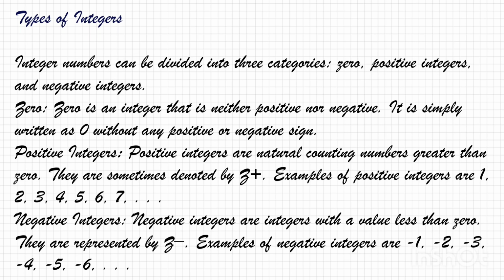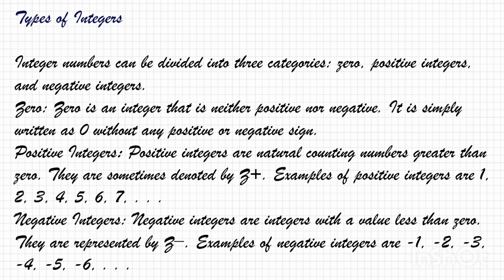Types of integers. Integer numbers can be divided into three categories: 0, positive integers, and negative integers. 0 is an integer that is neither positive nor negative. It is simply written as 0 without any positive or negative sign.